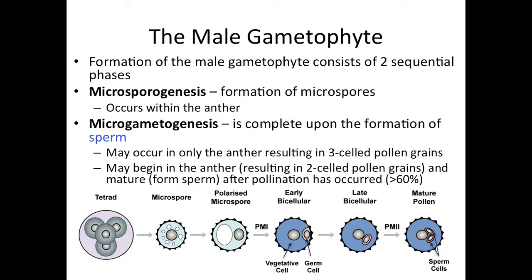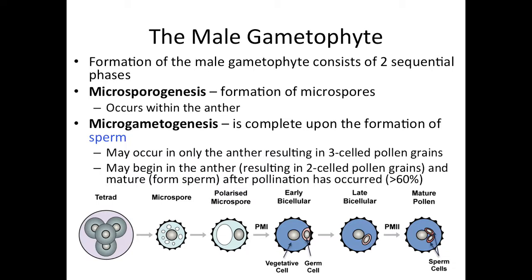And we'll see that in some cases, the mature male gametophyte is the same thing as mature pollen. And that happens when the sperm are formed before the anthers open up. And that's what's known as three-celled pollen.